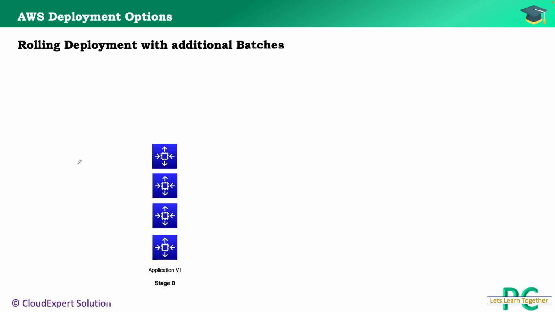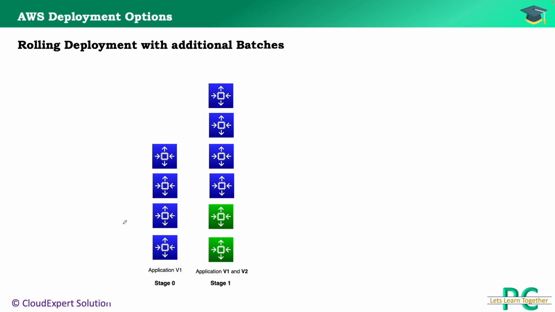Moving to rolling deployment with additional batches. Now, unlike the previous deployment strategy, where we saw that we are using the existing infrastructure and depending on the batch size, we are upgrading. Now, as the name suggests, with additional batches, first in stage 1, if you have configured a 50% batch size, it will add 2 new instances where the new application version will be installed. Now your existing application is still running with full capacity with 4 EC2 instances. You are adding additional instances to accommodate the new incoming version.